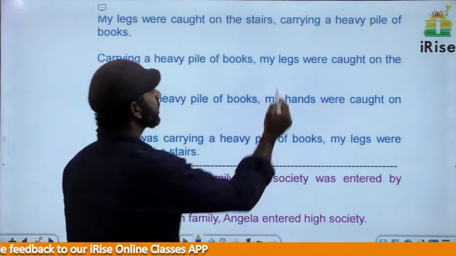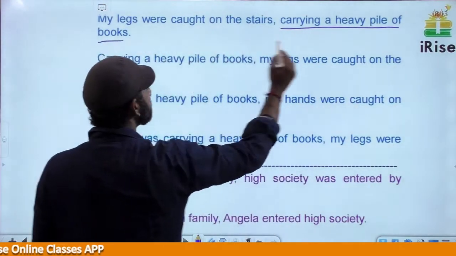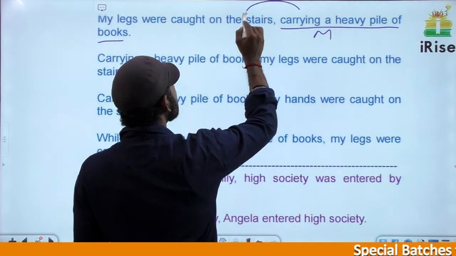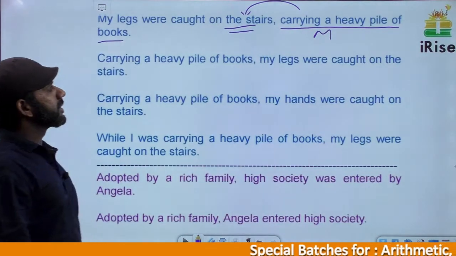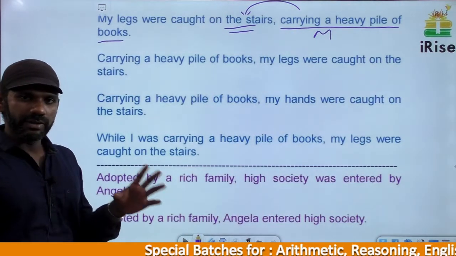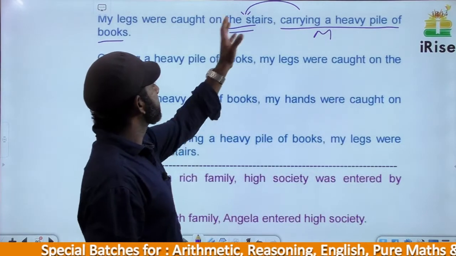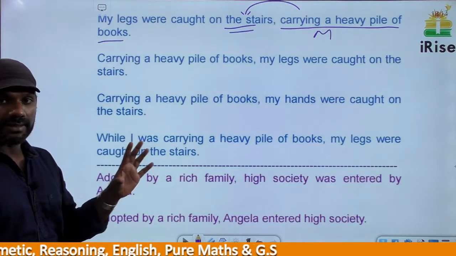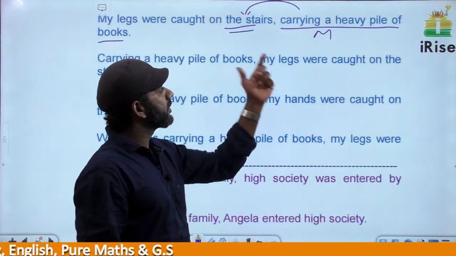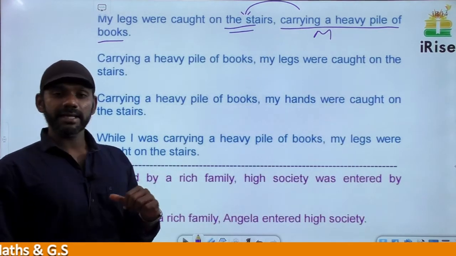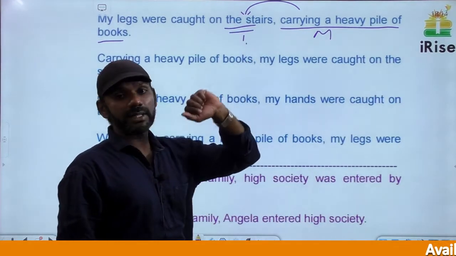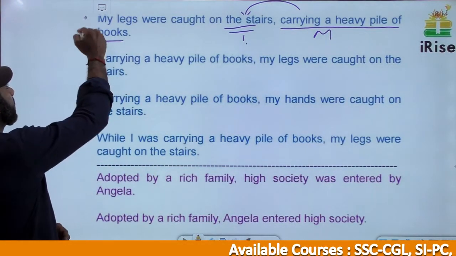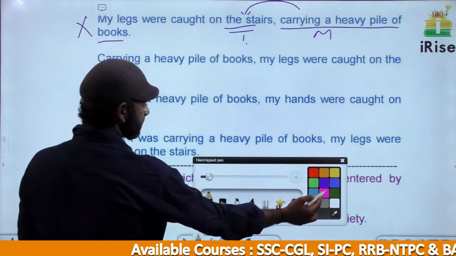The modifier, the subordinate clause here, is carrying a heavy pile of books. Modifier. And the modifier comes very close to the word the stairs. That means the modifier is modifying the word the stairs. So this sentence must be read only this way. We need to associate the modifier with the word coming close to it. So we should read this sentence this way: the stairs carrying a heavy pile of books. That means the stairs were carrying a heavy pile of books. Will the stairs carry a heavy pile of books? No, does not make sense, so eliminate it. Come to the second one.